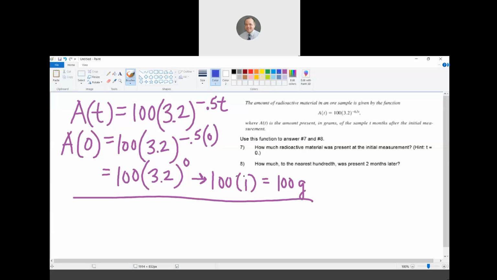Part 2, or number 8. How much, to the nearest hundredth, was present 2 months later? All right, with t being 2, everywhere we see a t, we'll plug in 2.